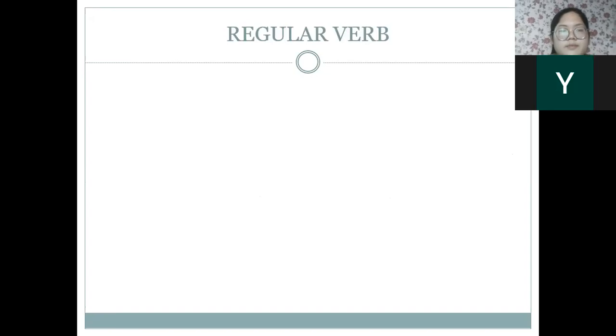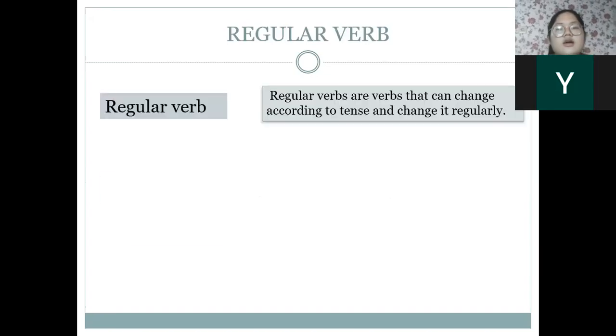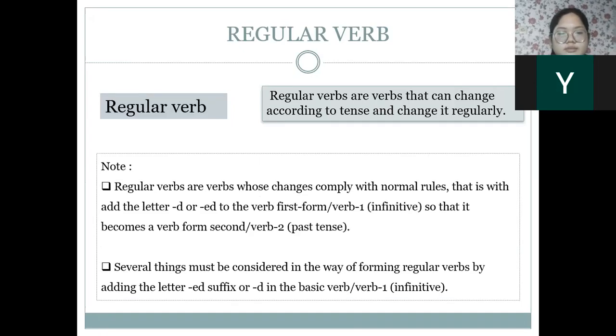First, regular verb. Regular verbs are verbs that can change according to tense and change regularly. Regular verbs are verbs whose changes comply with normal rules. That is, we add the letter d or ed to the verb first form, or verb 1 infinitive, so that it becomes the verb second form, verb 2, or past tense.